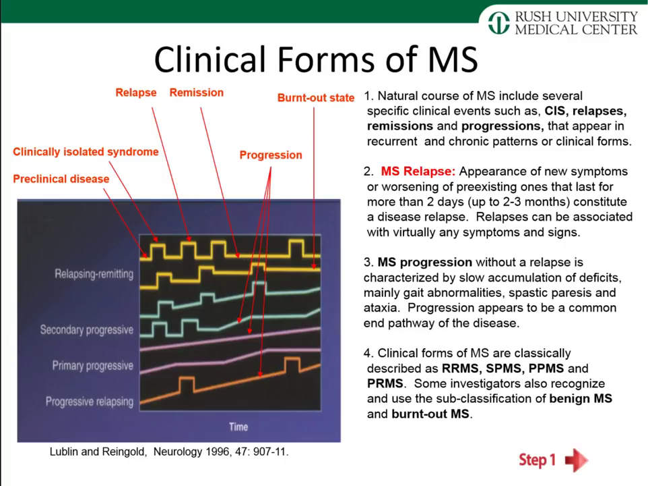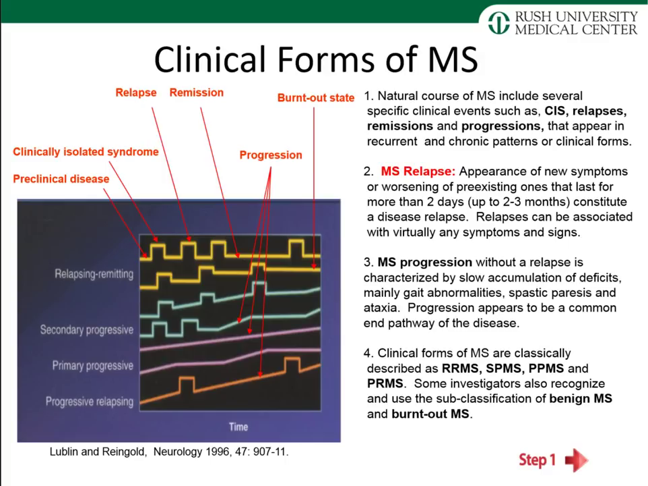Many of these forms of disease will reach a, quote, burned out state, where you do not necessarily have acute onset of new neurological deficits. You just have a lack of return to baseline. The natural course of multiple sclerosis has several specific clinical events, such as the clinically isolated syndrome, when you have one acute neurological deficit, versus relapses, remissions, or progressions. And all of these can occur in both the recurrent and chronic patterns of multiple sclerosis.